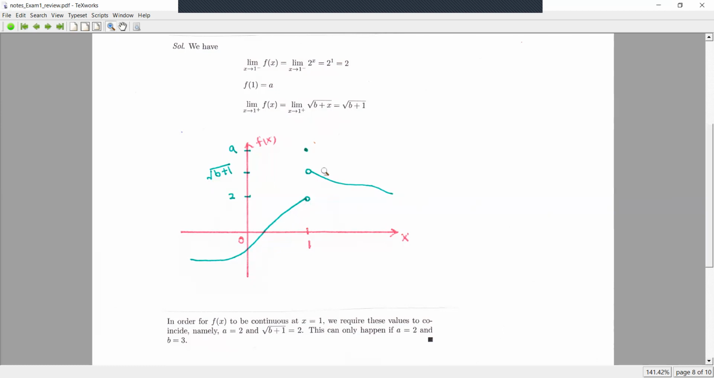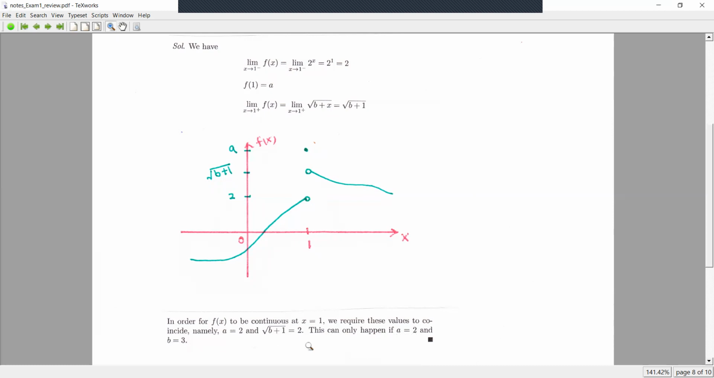Now, from this diagram, if the function f is continuous at 1, then these 3 points must coincide. That is, a is equal to 2, and the square root of b plus 1 is equal to 2. Therefore, the answer is a is 2 and b is 3.